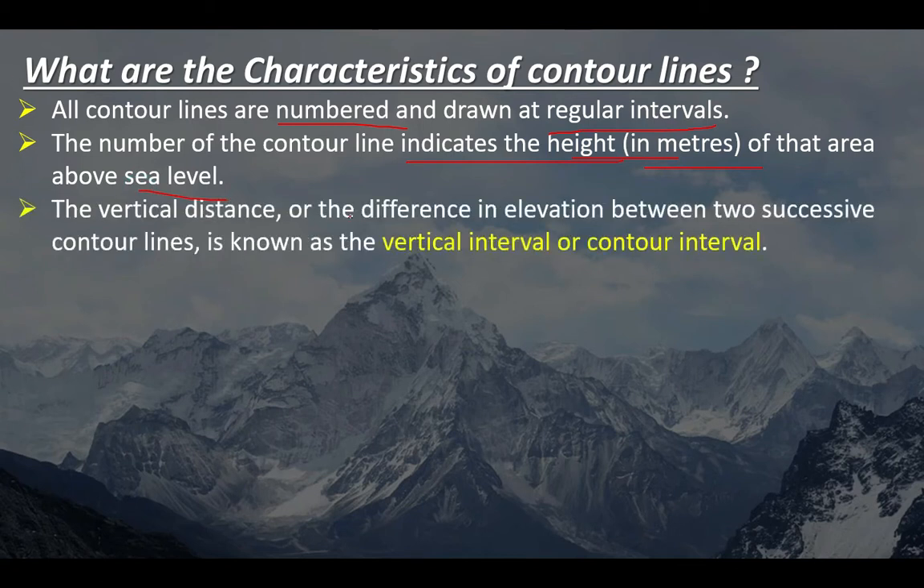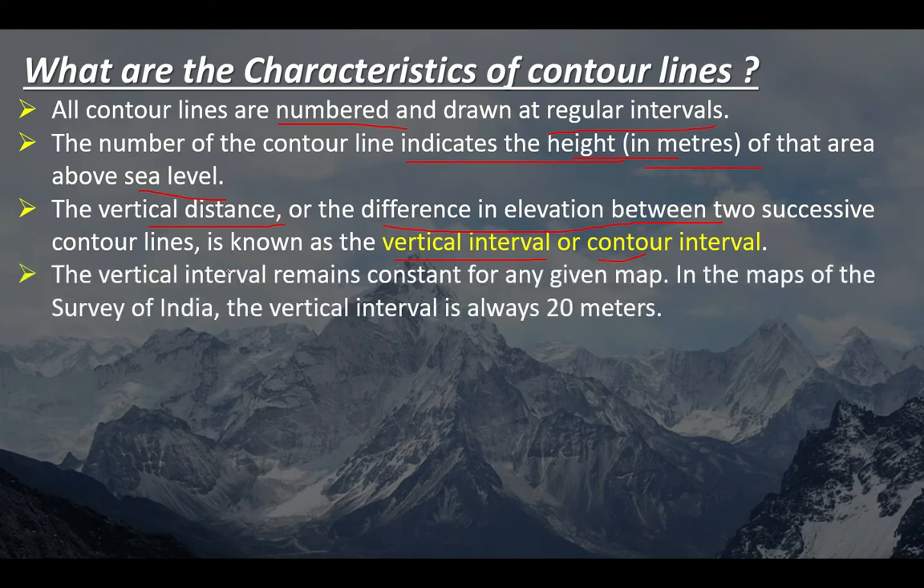The vertical distance or the difference in elevation between two successive contour lines is known as vertical interval or contour interval. Okay, what is vertical interval or contour interval? The vertical distance or the difference in elevation between two successive contour lines. The vertical interval remains constant for any given map. In the maps of the Survey of India, the vertical interval is always 20 meters. So the difference between two successive contour lines is 20 meters in Indian survey maps.